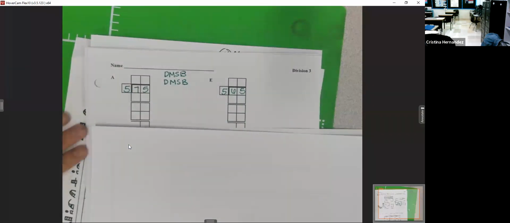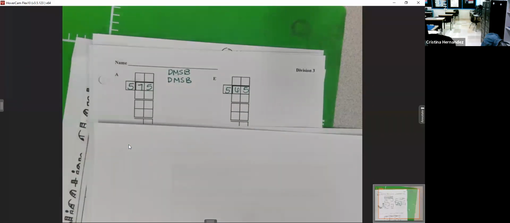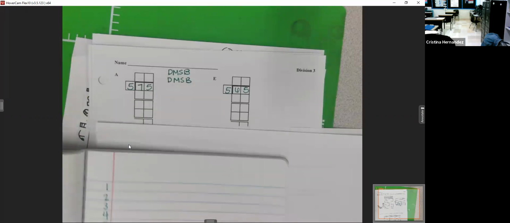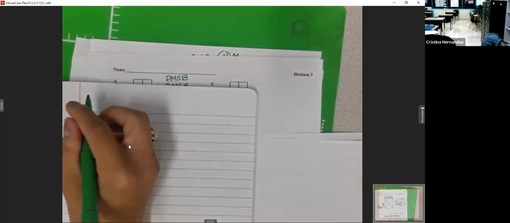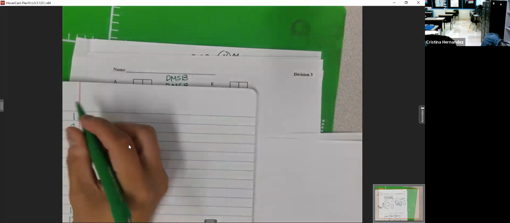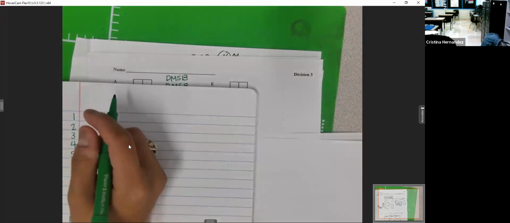Are we ready? Everybody has this written down. So, our first number we're going to divide is, hold on, let me get my sticky note. Let me write, y'all don't have to write this down, but help me write my factors. Remember, we write our factors for 5. So 1 times 5 is what? Come on, y'all are going to help me. Our factors of 5, our multiples.